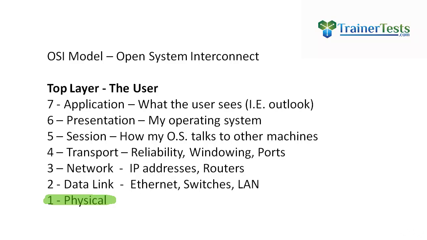So if something happens at the physical layer, we're typically talking about a cable that's been cut, or some other kind of actual physical component failure. Those are the things that create issues at the physical layer.